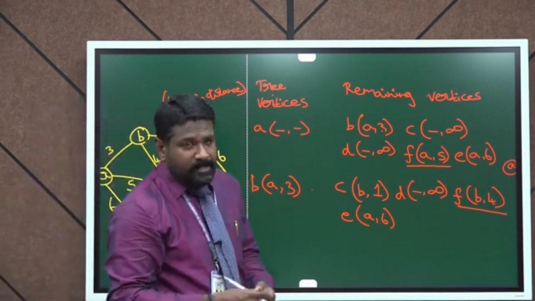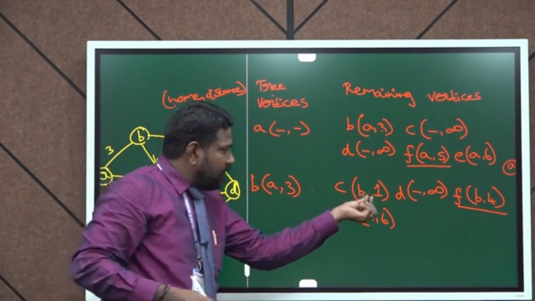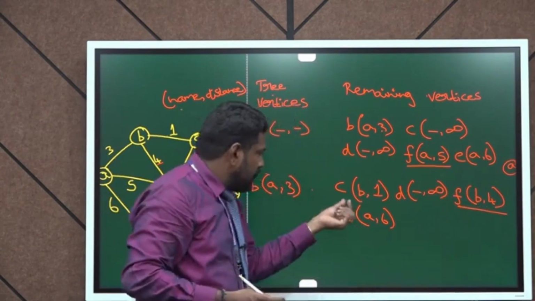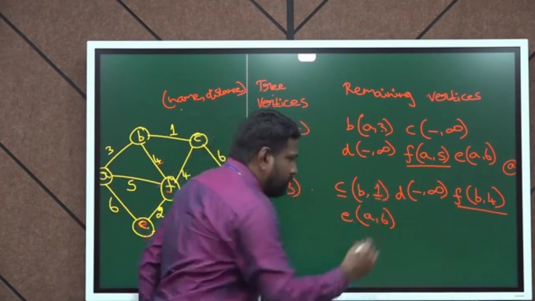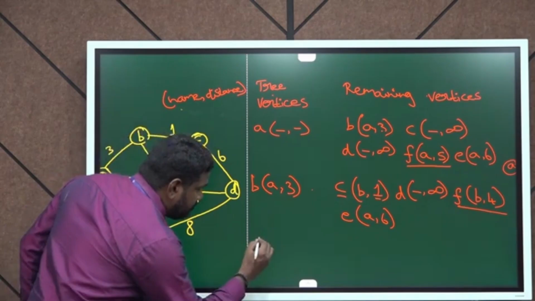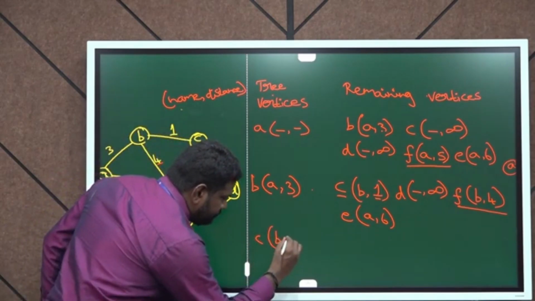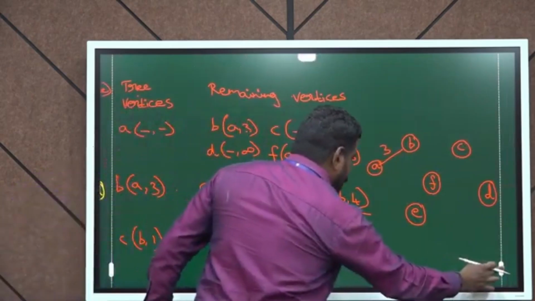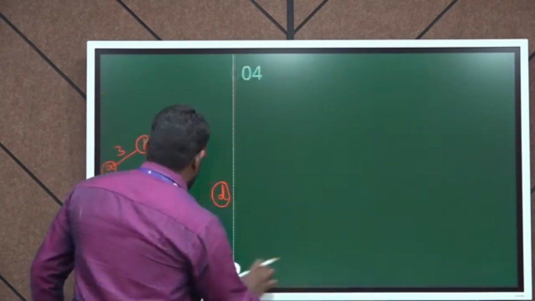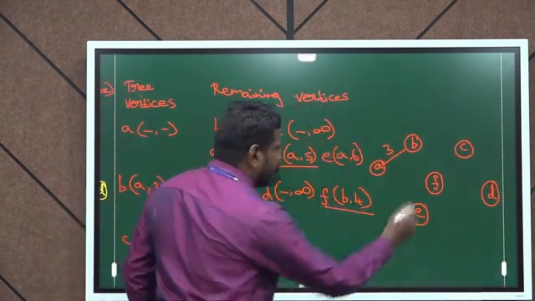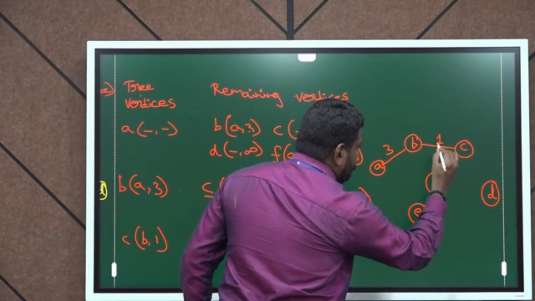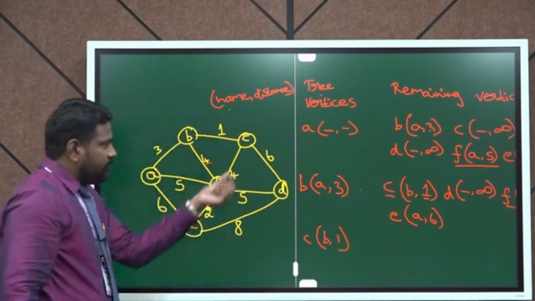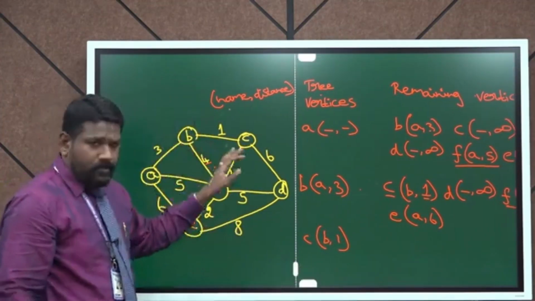Now I have to take my next tree vertex. We have to select which vertex has the minimum value. Here we can see C has a minimum value of 1. So my next tree vertex is going to be C of B comma 1. So we have to connect the vertex B to C where the distance value is 1. Okay. Now we are going to repeat the process from C.